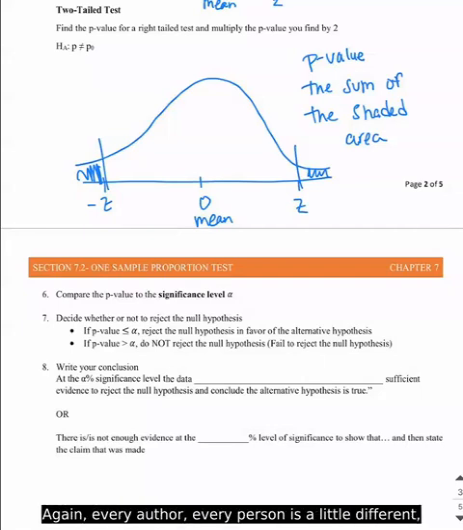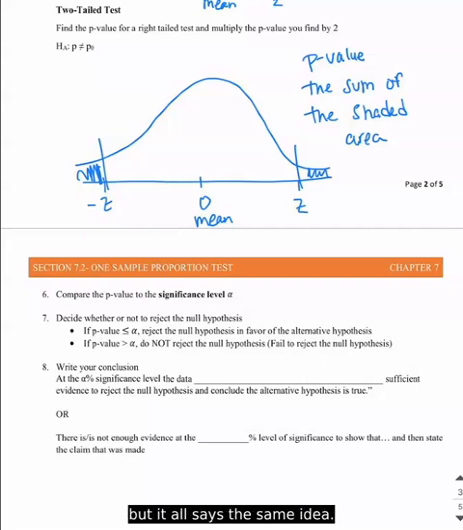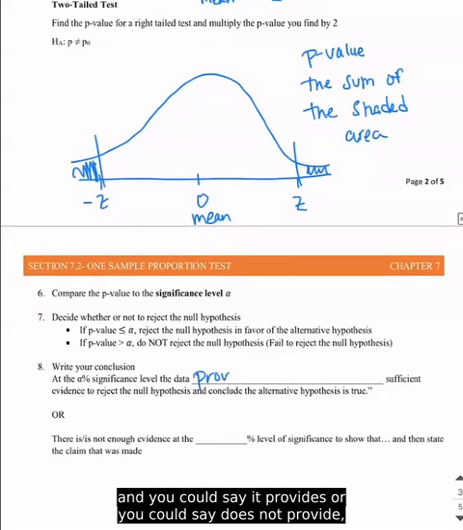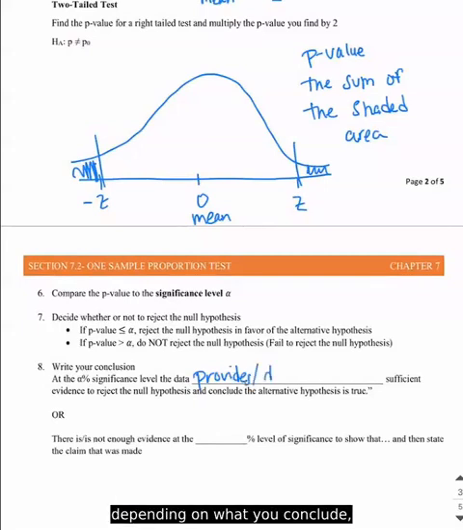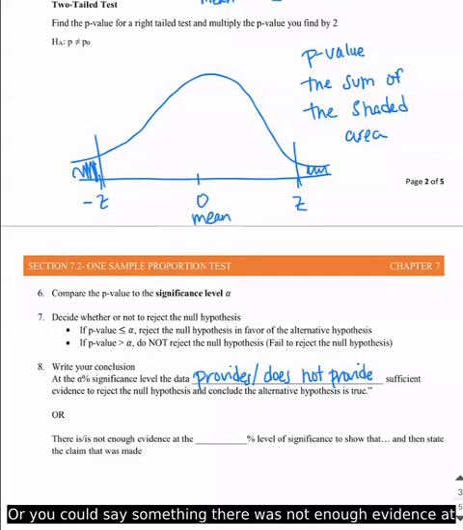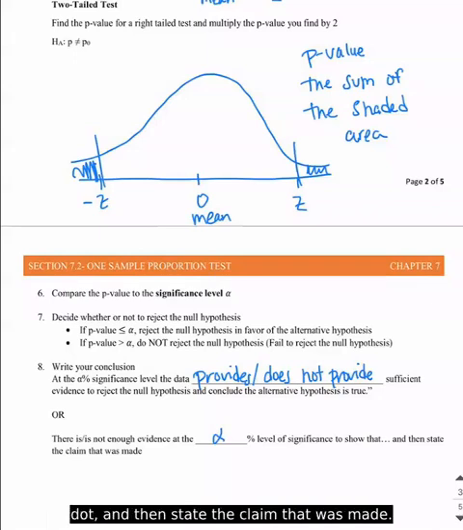Again, every author, every person is a little different, but it is also the same idea. Step 8 says, at the alpha percent significance level, so maybe at the 5% level of significance, the data, you could say provides, or you could say does not provide, depending on what you conclude, sufficient evidence to reject the null hypothesis and conclude the alternative hypothesis is true. Or you could say there is not enough evidence at the alpha percent level of significance to show that, dot, dot, dot, and then state the claim that was made.